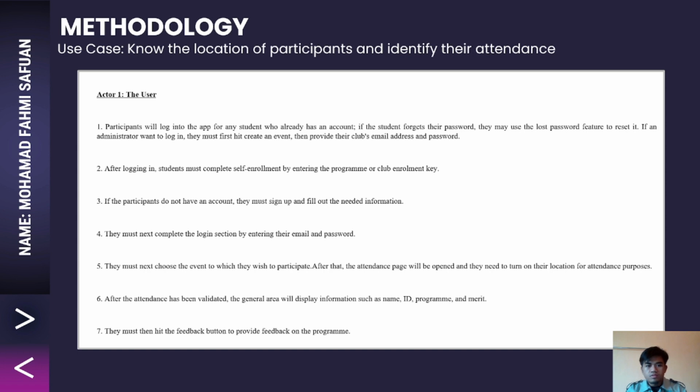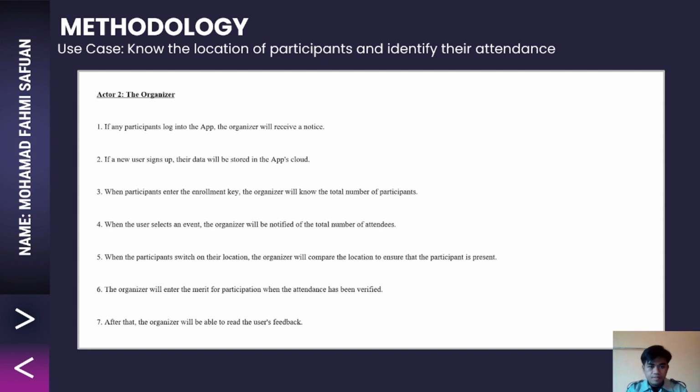After login, the student must complete self-enrollment by entering the program or cloud enrollment key. If the participant does not have an account, they must sign up first and fill out the needed information. They must next complete the login section by entering their email and password, then choose the event in which they wish to participate. After that, the attendance page will open and they need to turn on their location for attendance purposes. After attendance has been validated, the general area will display information such as name, ID, program, and merit. Then, if they want to give feedback, they may hit the feedback button.